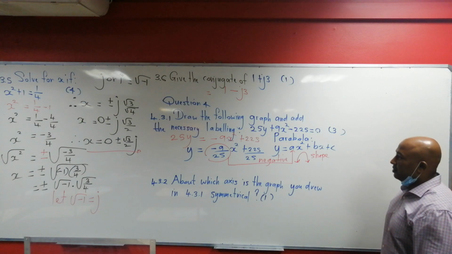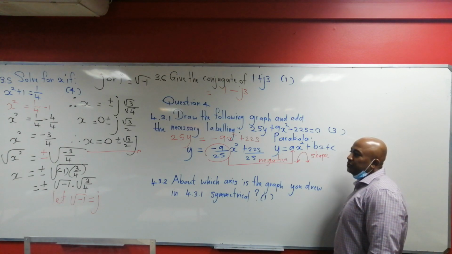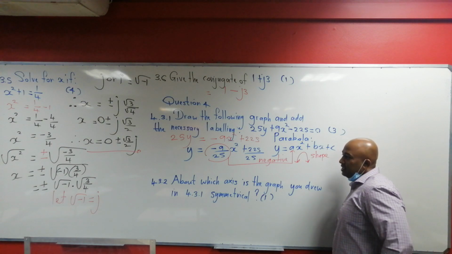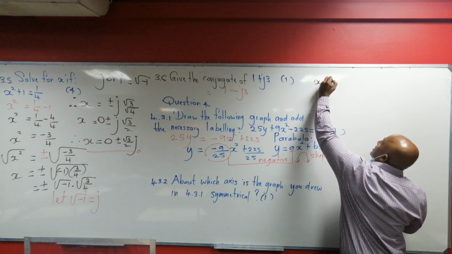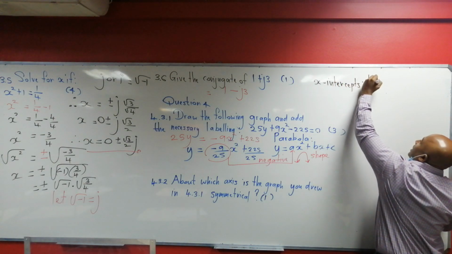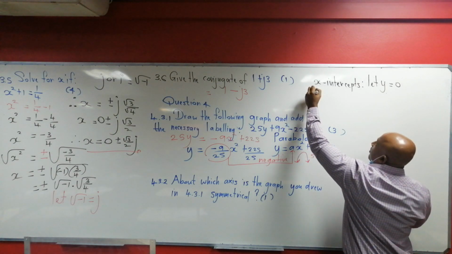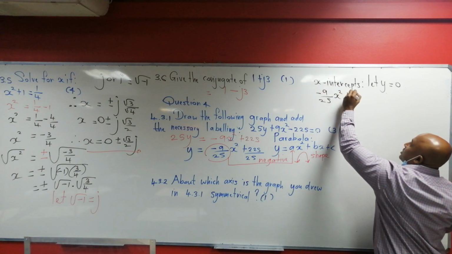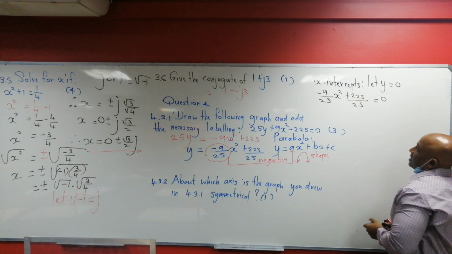Now, you don't have to do a lot of working out here except the x-intercept. Let's see what the x-intercepts are going to be. To find the x-intercepts, you're going to let y equal 0. So I'm going to have minus 9 over 25 x squared plus 225 over 25. I'm writing down the 0 on the right hand side.